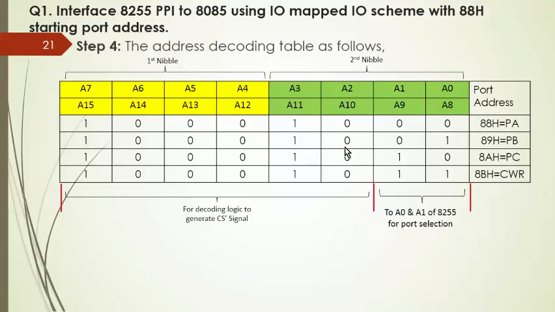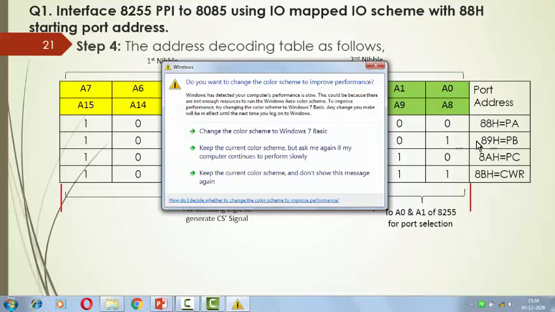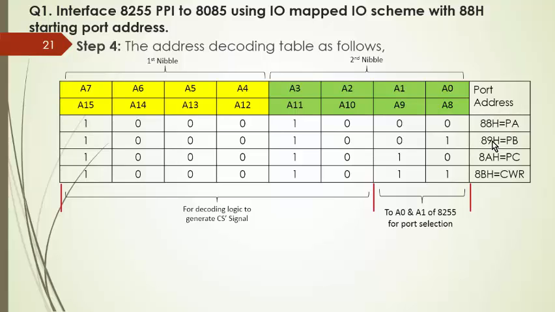Okay, so in this way you have to find the next port addresses. So 1000 means 8, 1001 means 89 hex. You will get the next port address, for port B, as 89H. Then 1000 is 8, 1010 means A. So 8A hex is the port address for port C. Then 1000 and 1011 you will get 8B. So this 8B is the address for the command word register.